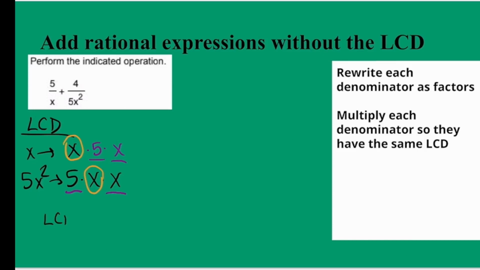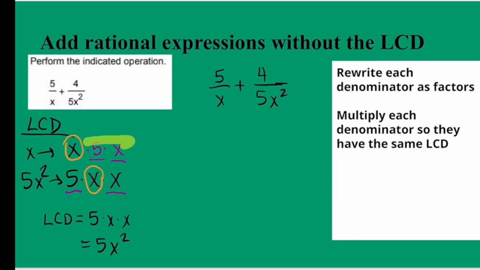So our LCD, now that we can see everything is color coded and linked up, is going to be 5 times x times x, which is 5x squared. So now we can do our problem because we know our denominators will eventually both have to say 5x squared. Our second fraction doesn't need to do anything. That's why I wrote these in colors. So everything's already written in black, so that's fine.